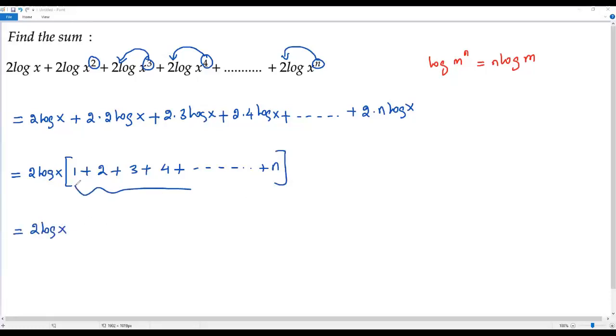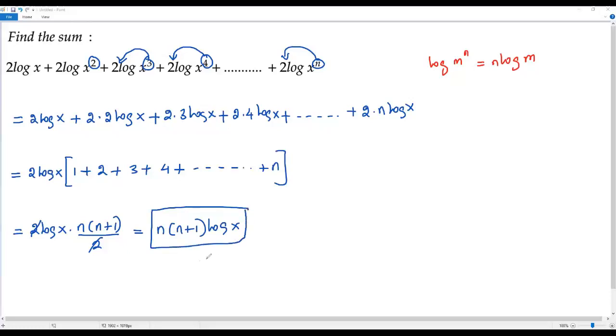So this is clearly the sum of the first n natural numbers. We already know the formula for the sum of the first n natural numbers: n times n plus 1 over 2. So here the 2 will cancel out, and we can write n times n plus 1 in front of the logarithm. Then I'll get n times n plus 1 times log x. So the sum of the given series is n times n plus 1 times log x.